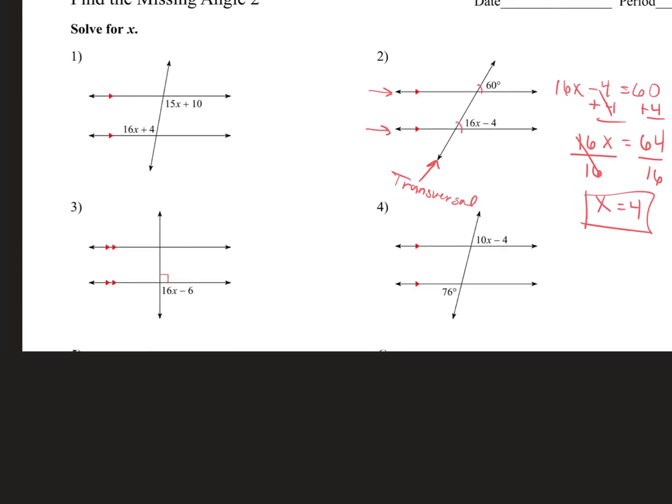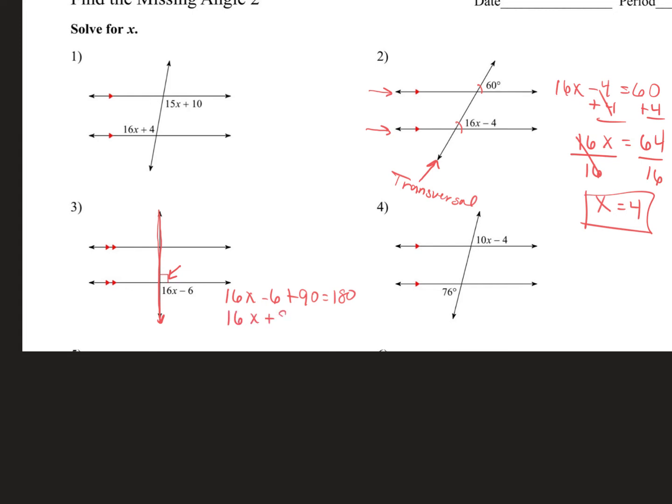As you know, this line right here is a straight angle because 16x minus 6 and this 90-degree angle both total 180 degrees because this is a straight line. So we're going to add them together and set them equal to 180. So that's 16x minus 6 plus 90 equals 180.